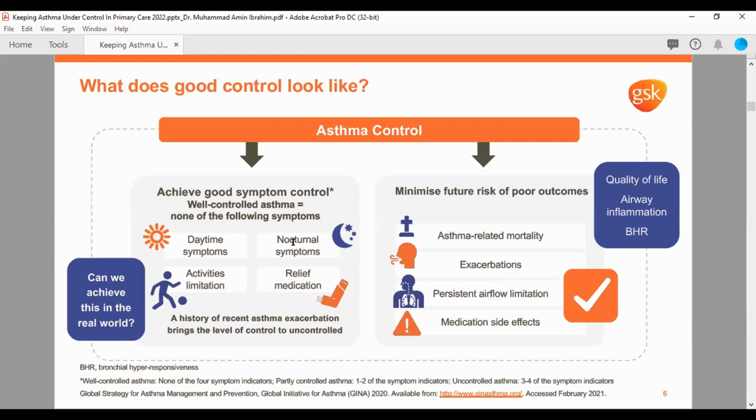And why is it important to prevent future risk? Because asthma exacerbation can cause death. It can cause persistent airflow limitation. As the asthma gets worse, we are going to give more medication to the patient, and this of course can lead to harmful side effects.